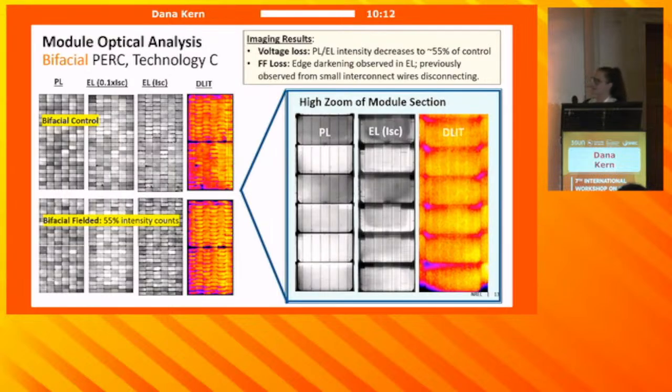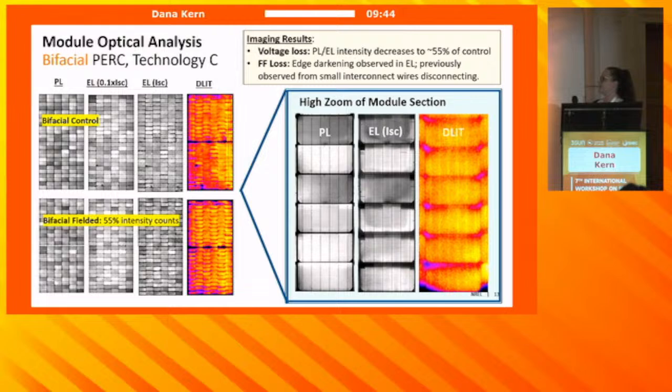This is that same module shown in images. So we have photoluminescence, electroluminescence at a low injection level, then electroluminescence at a high injection level, and dark lock-in thermography, which is just the thermal signal of the module, and then comparing the control to the fielded module. We find that the overall intensity of the luminescence images has decreased to about 55% of the control, and that's consistent with greater carrier recombination causing that voltage loss.